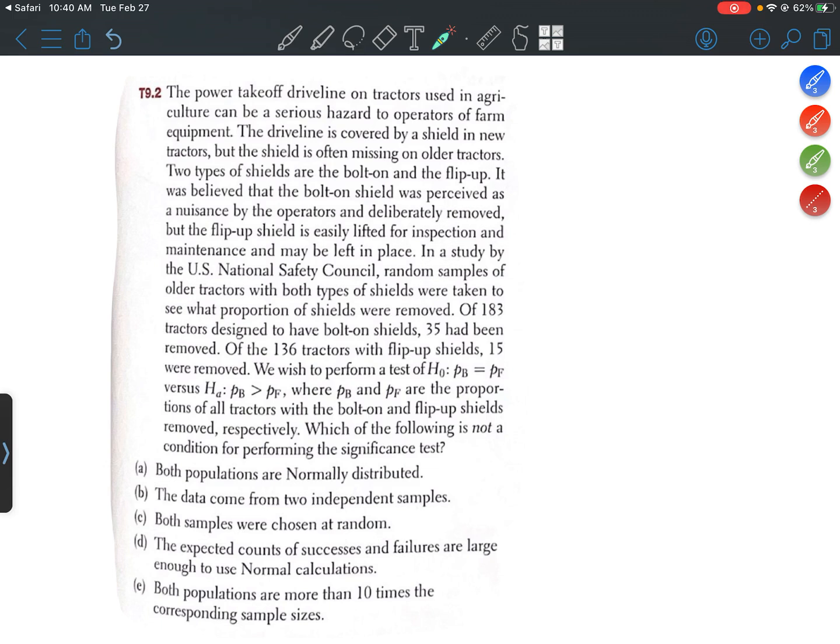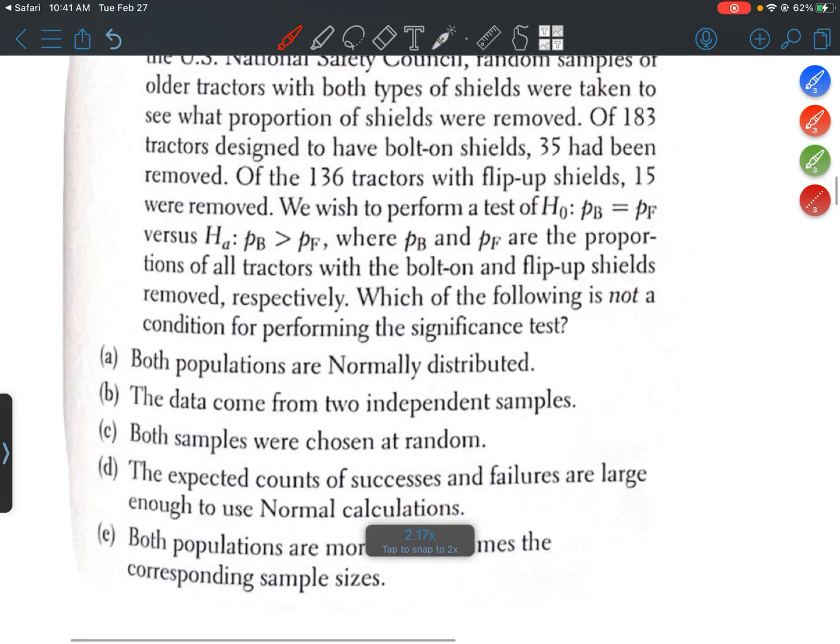All right, so first, before we read the answer choices, the conditions generally are a condition about randomness, a condition about the 10% rule, and then a condition about large counts. Looking at choice A, it says both populations are normally distributed. That doesn't quite align with any of the conditions that I just mentioned. So we'll come back to A in a minute.